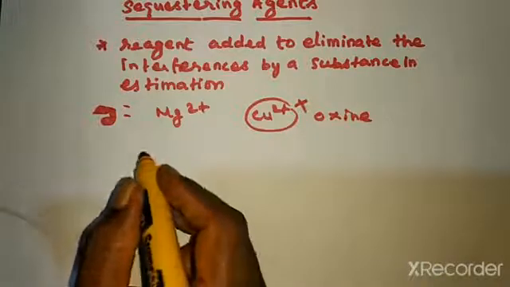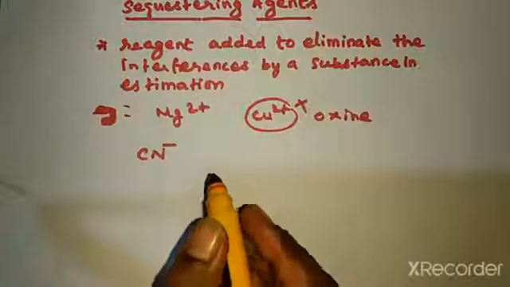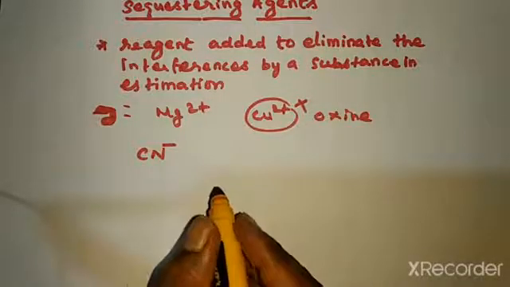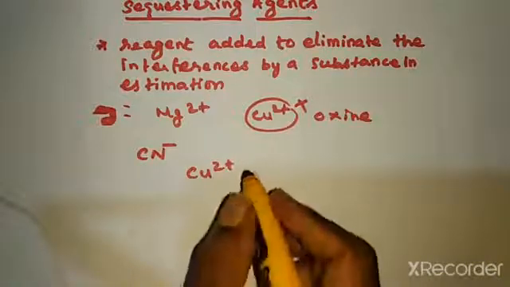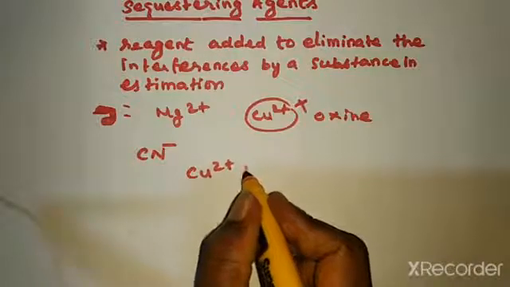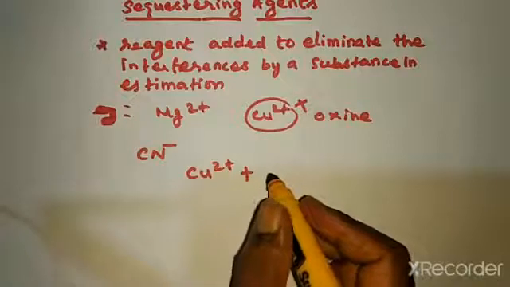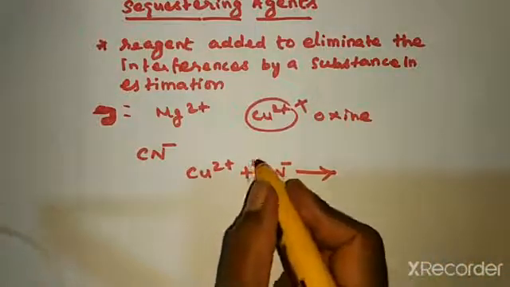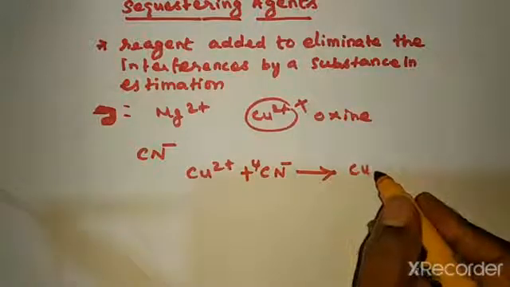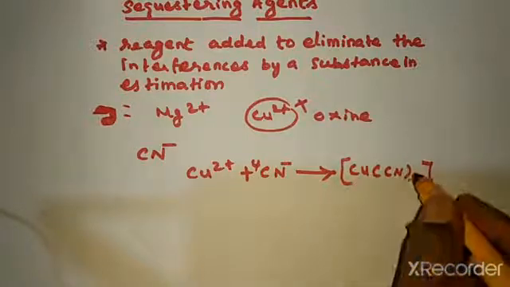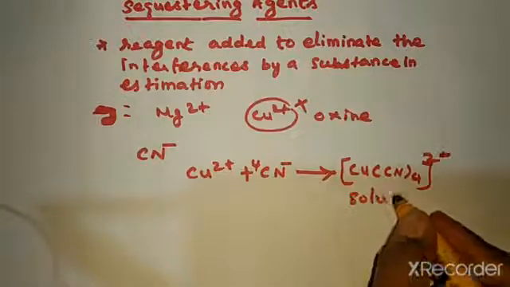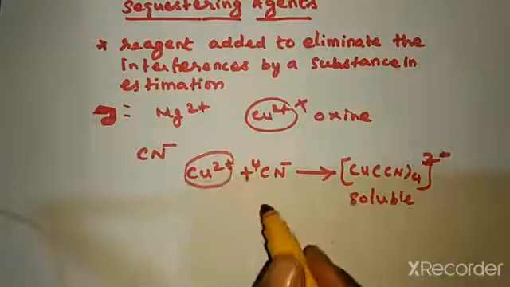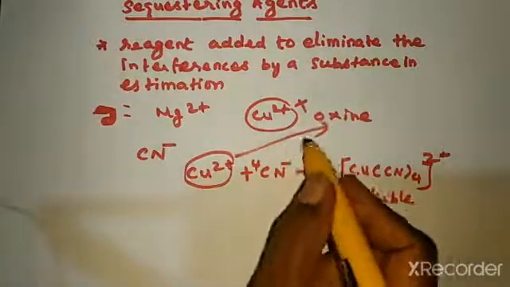For this we use cyanide ion. To eliminate the copper ion, which is present along with the magnesium ion, it forms a complex ion with cyanide: four cyanide ions combine with it and form a copper complex. This complex is soluble in the solution. The copper is prevented from reacting with oxime, so it gets avoided.